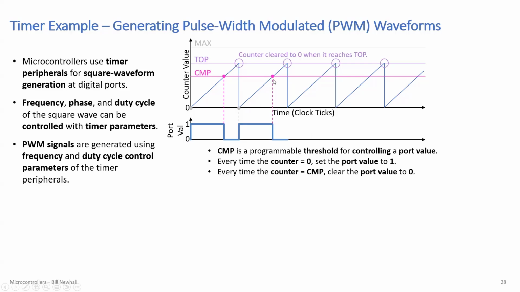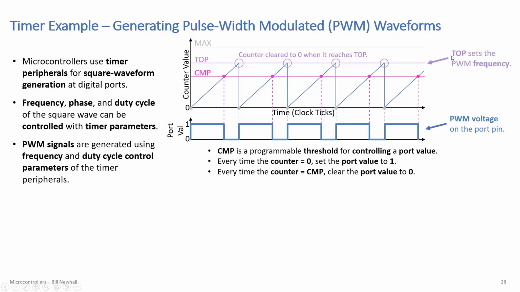So you can see how you have this counter running, and you're using this top value and this comp value to control what this waveform looks like at the digital port. And this is the PWM voltage on the port pin. So this is what's happening when you're running the PWM code in lab.